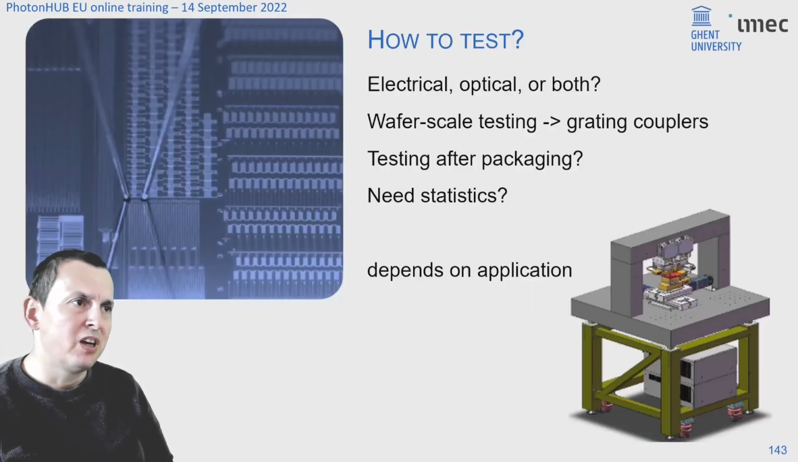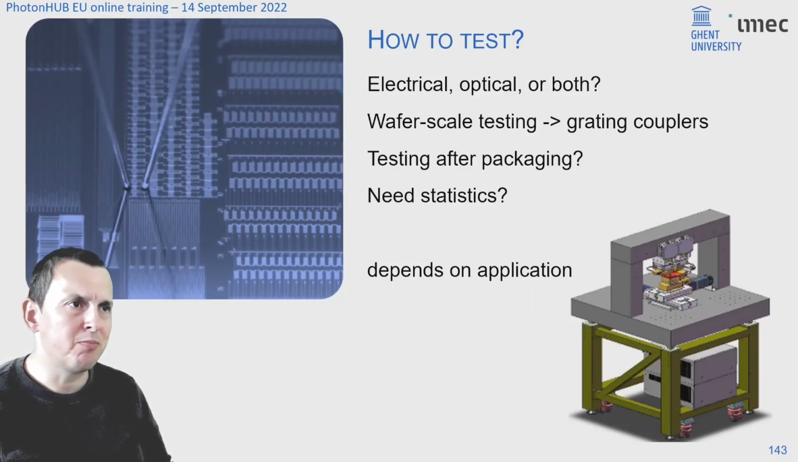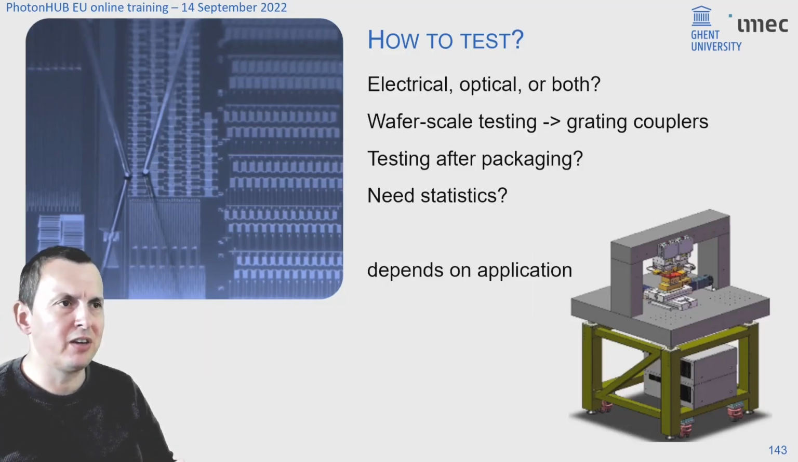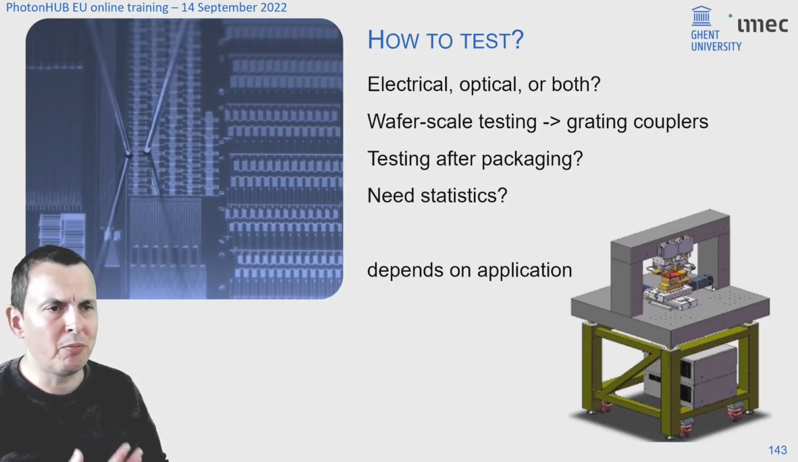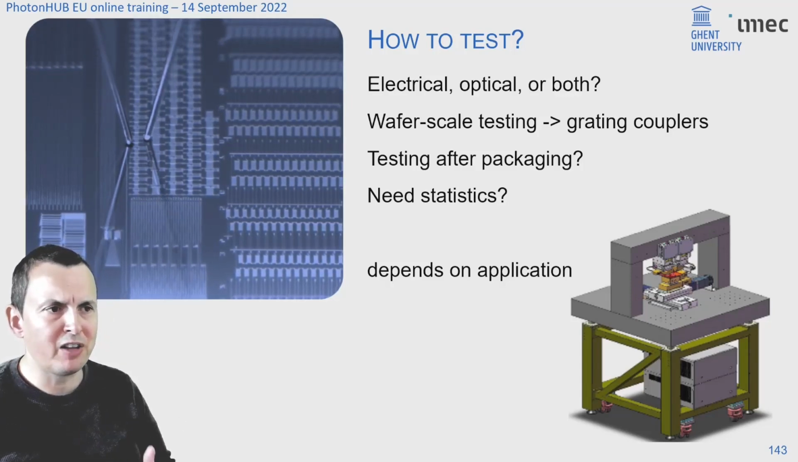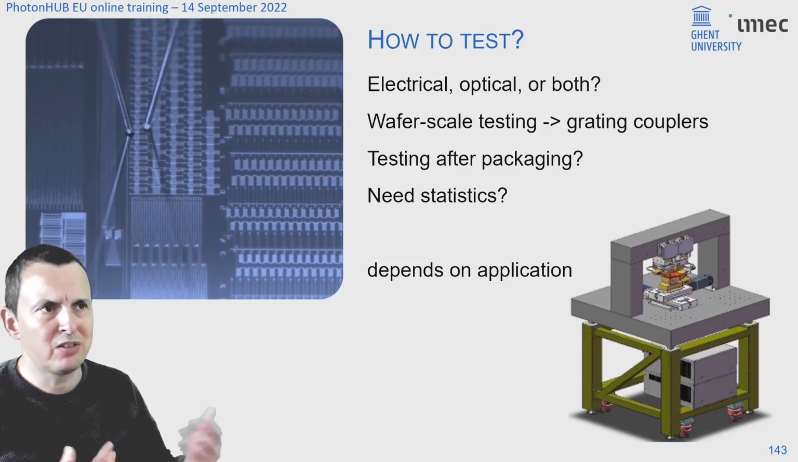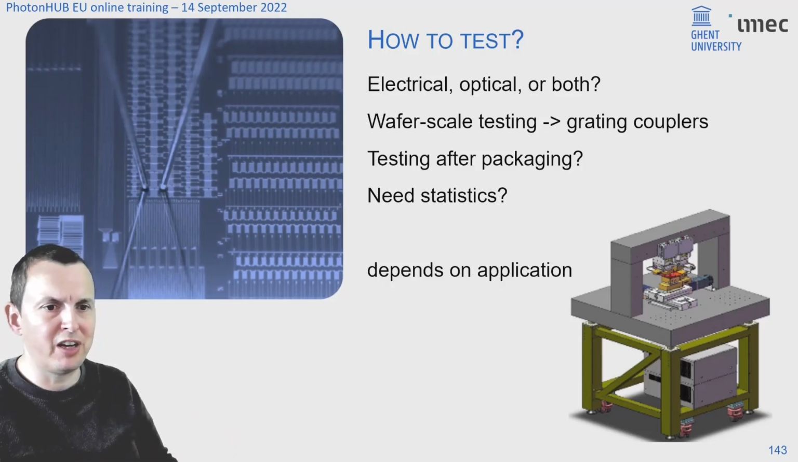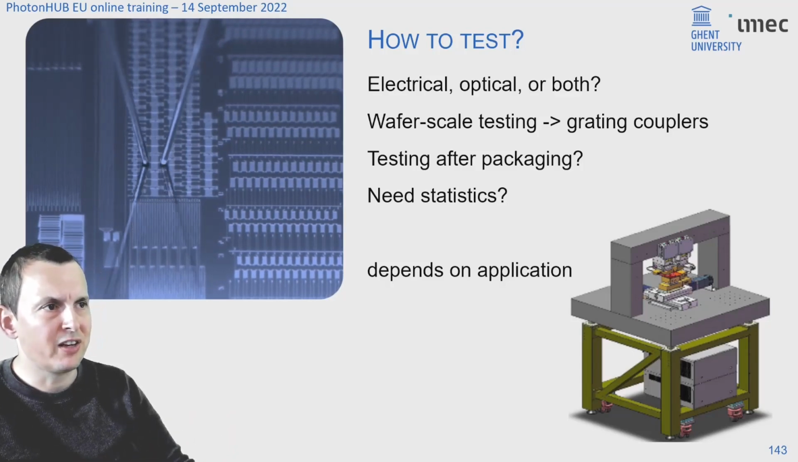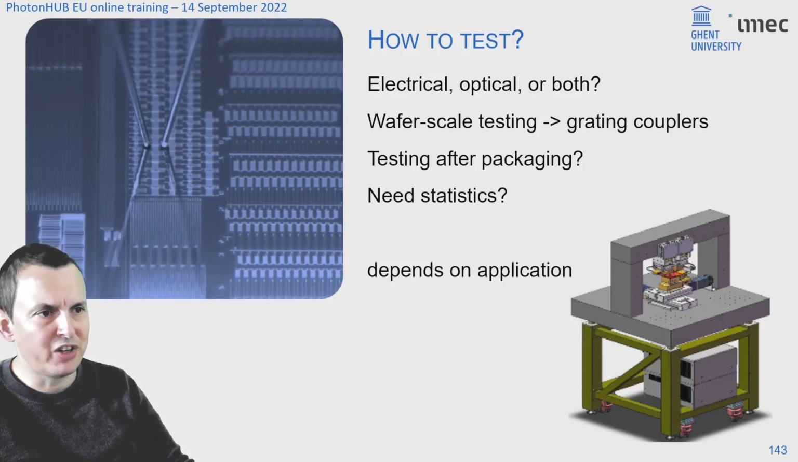So, how do you typically test? Well, there's many ways to do testing. Sometimes you need to fully package your circuit, but preferably the earlier you can test, preferably at wafer scale, the better. Now, that's one of the advantages of Silicon Photonics, that you have these vertical grating couplers that allow you to do this efficient testing. But it depends very much on the application.